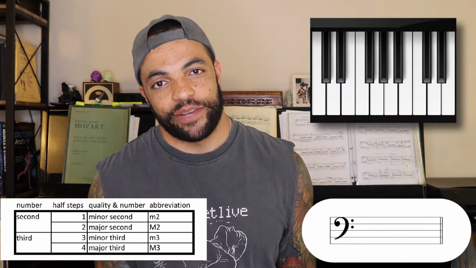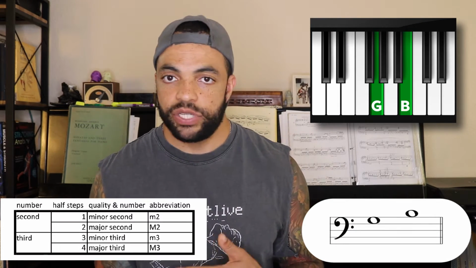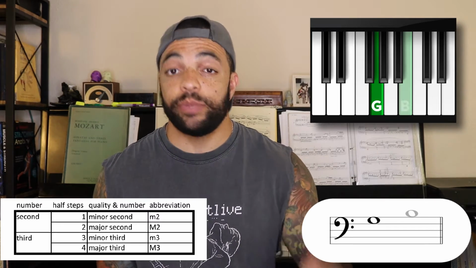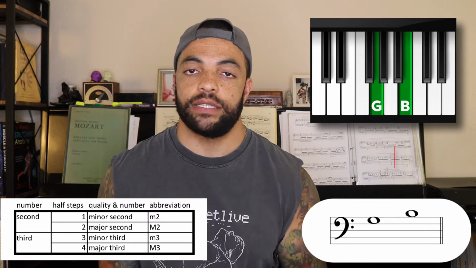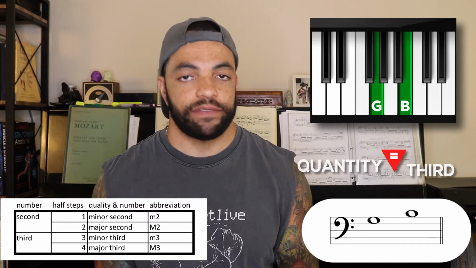Let's take a look at this first example. We got a G and a B on our bass clef. So first thing, quantity first. G to B, we see it's a skip, and a skip is the same thing as a third. So we know our quantity is a third, and now we just have to count our half steps.